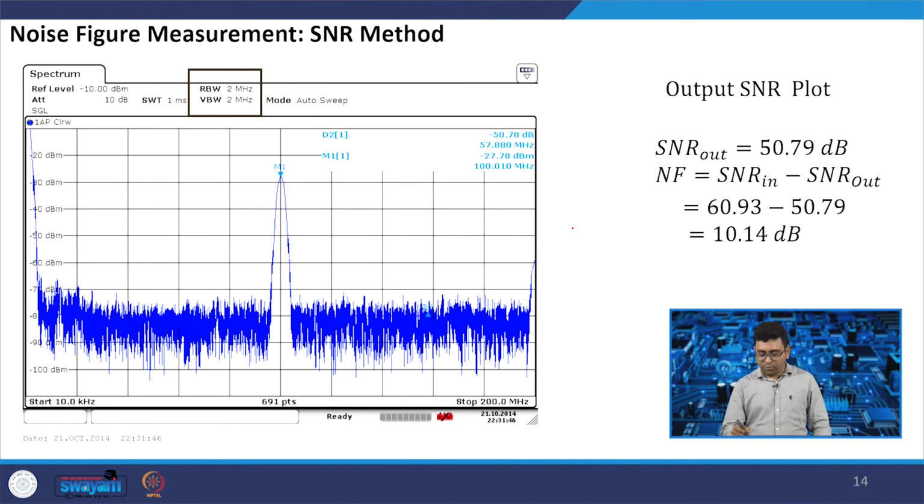Then you find the SNR out. Your noise figure is nothing but SNR in minus SNR out, in dB. You will get around 60.93 minus 50.79, around 10.14 dB. That is the noise figure of the mixer.